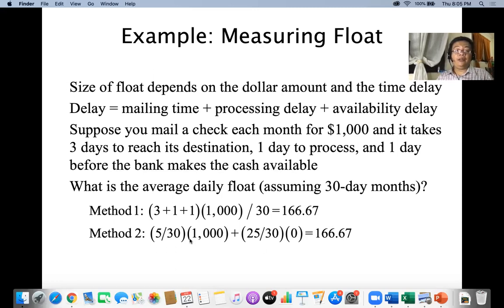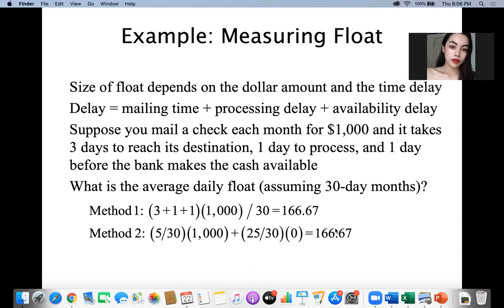How about method 2? 5 because 5 days delay. You divide it by 30. So 5 divided by 30, you have 0.1667. You multiply it by the 1,000, you have 166.67. Plus, ito pa lang alam mo na yung sagot: plus 25 times 0. Meaning, in 30 days, 25 days ay wala nang delay, di ba? That's why 0 to. So ito lang mismo ang 166.67. Ikaw, ano gusto mo, method 1 or method 2? For me, method 1 mas maganda.